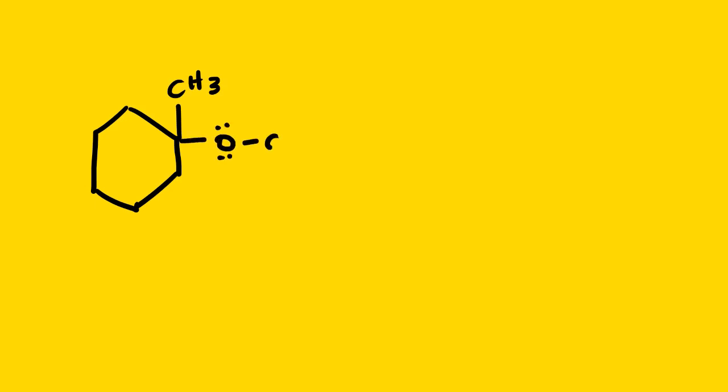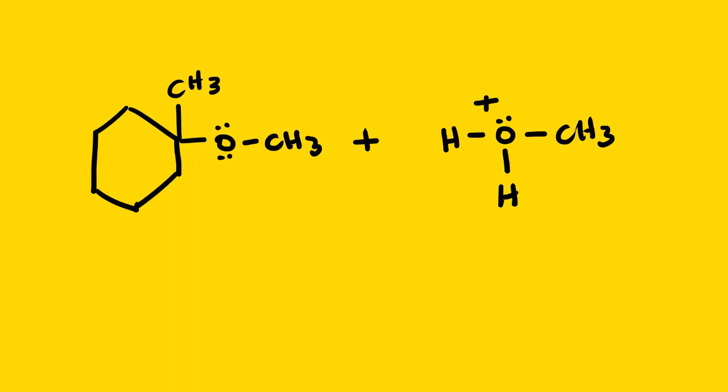So our product, we are going to have plus hydrogen and oxygen with those lone pairs, and we have hydrogen here, CH3, then this will have a positive charge. This is a protonated methanol. Talking about this, it's a protonated methanol, and then this will be our product.